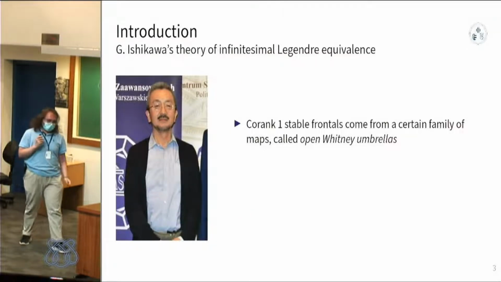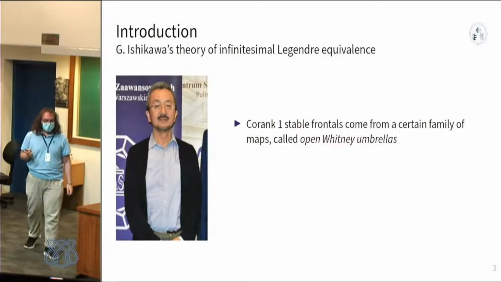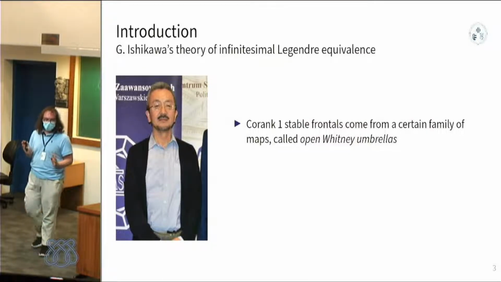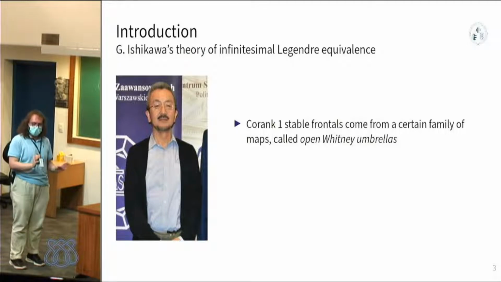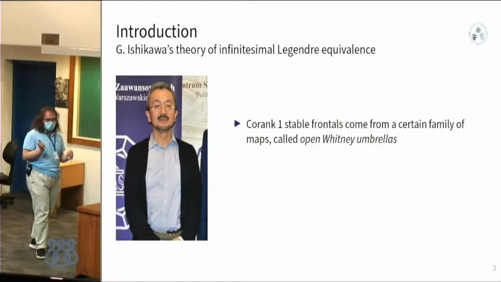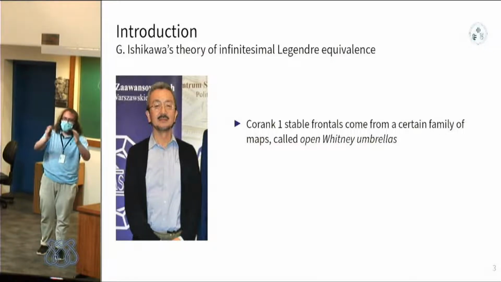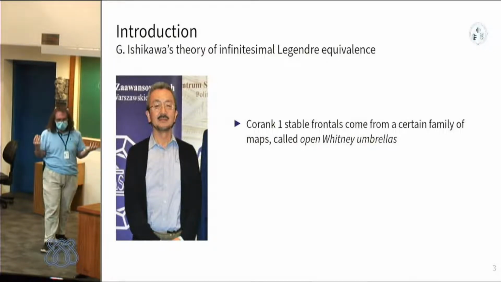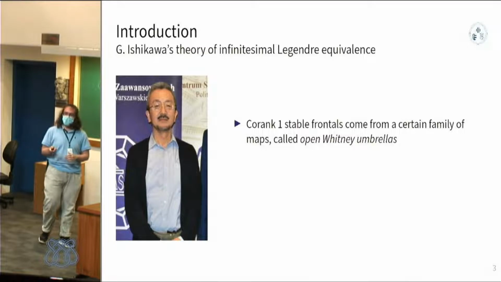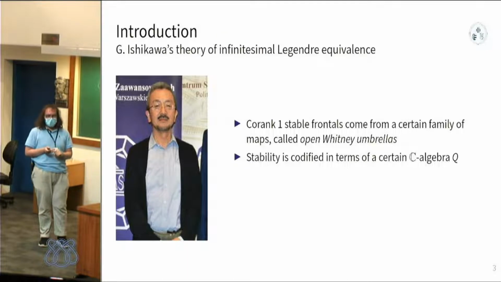Now, my talk in particular, or my work in general, is based upon the works of Goo Ishikawa and his theory of infinitesimal Legendrian equivalence. Among other things, Ishikawa proved that Corank 1 stable frontals come from a certain family of maps called the open Whitney umbrellas. Bear in mind, it is not that every frontal comes from one open Whitney umbrella. It is just that open Whitney umbrellas generate all stable frontals in Corank 1, just like matrices give us the determinantal singularities.